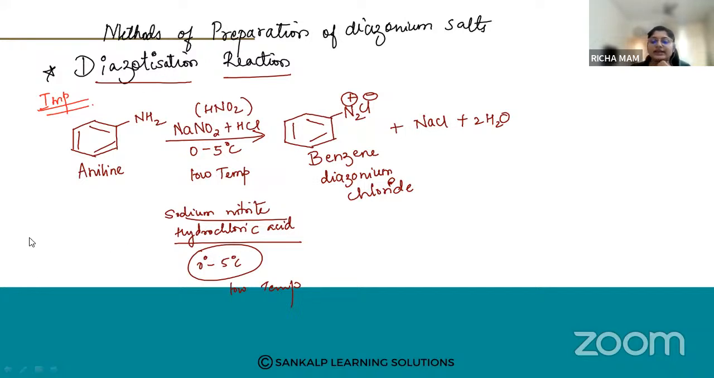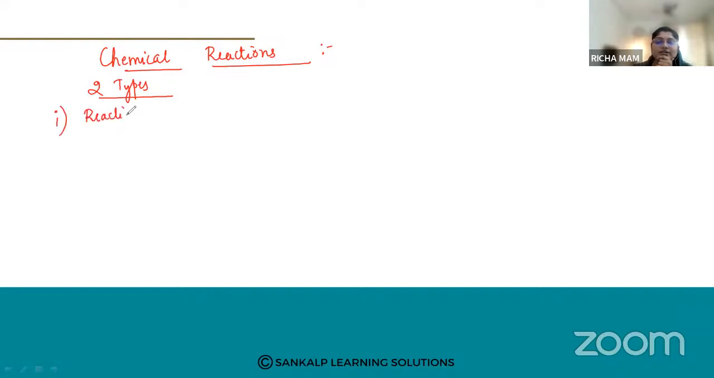Next, we are going to see the chemical reactions. The chemical reactions of diazonium salts are categorized into two types. The first one is reactions involving displacement of nitrogen.